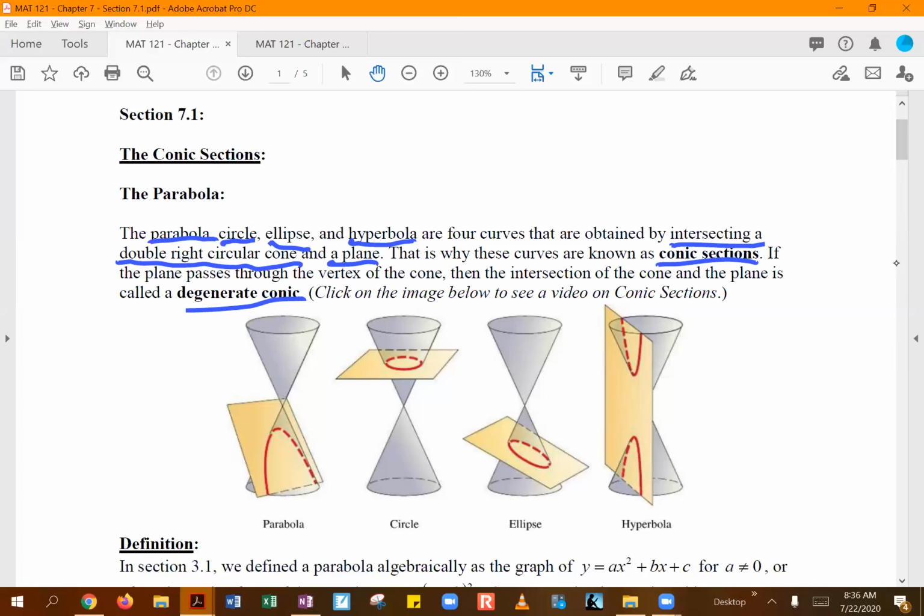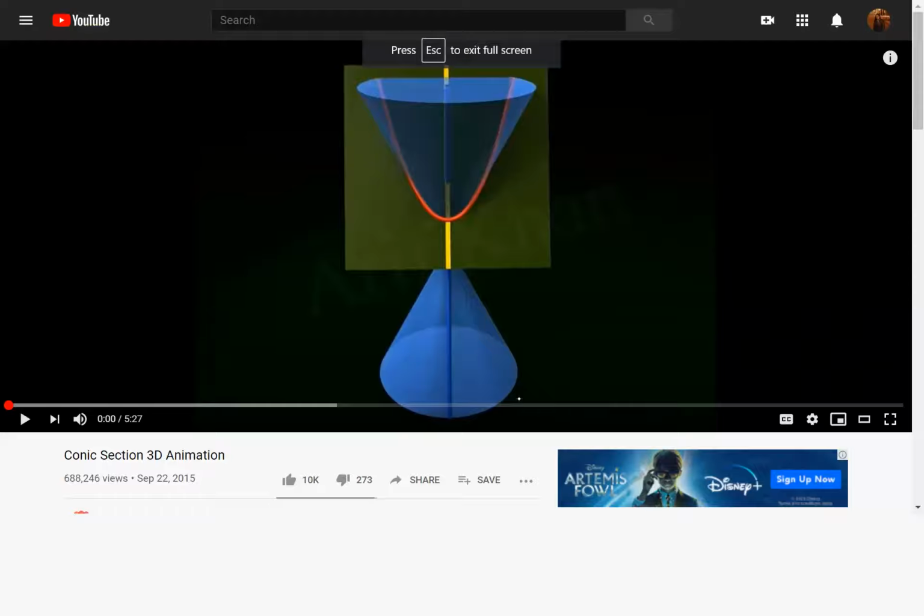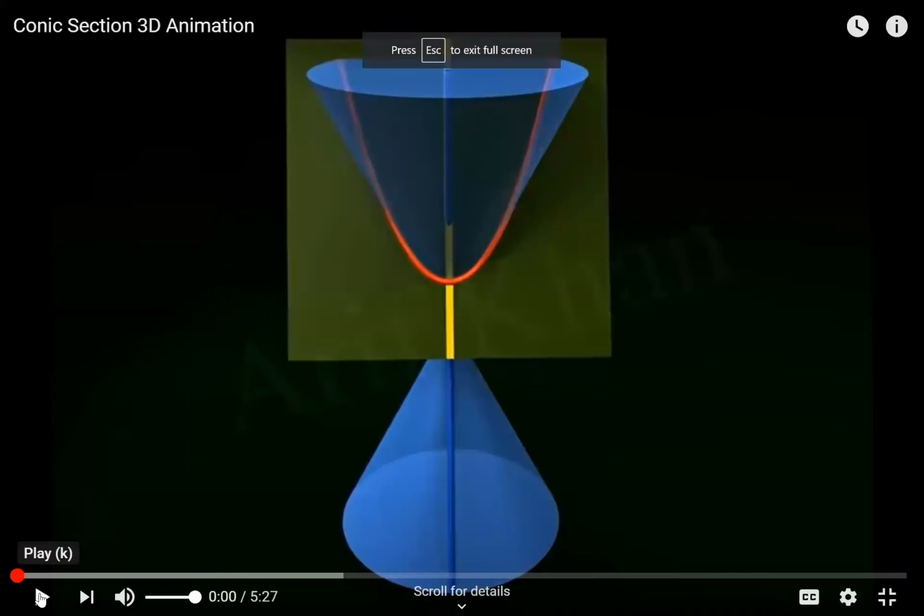So if you actually click on this image over here, it takes you to this video over here for conic section. So before we actually get started, I kind of wanted to show you part of this video. So we'll take a look at that and then we'll come back to our handout over here. Okay, so let's take a look at this.